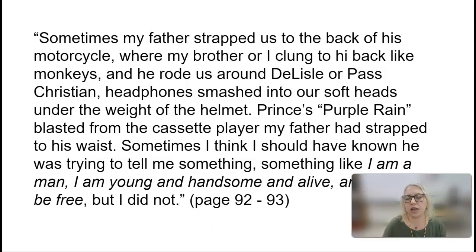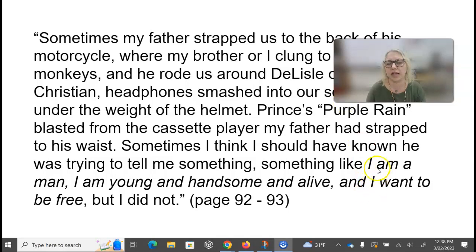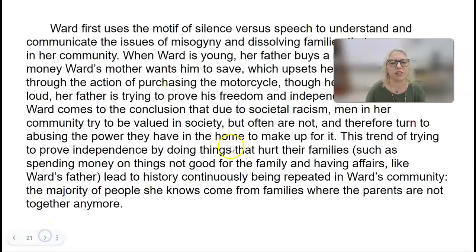This is Ward talking about her father's motorcycle. She says, "Sometimes my father strapped us to the back of it," and so on. Then next, she says, "Sometimes I think I should have known he was trying to tell me something. Something like, and now in italics, I am a man, I am young and handsome and alive, and I want to be free, but I did not." So this is the example they're talking about, but in their essay, they're not going to use a long quotation. So take a look at what they do instead.